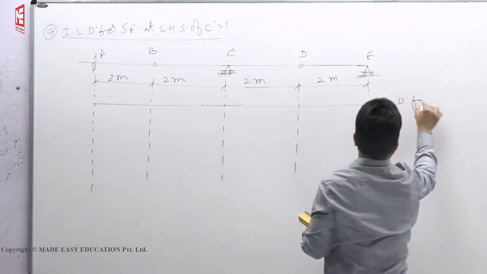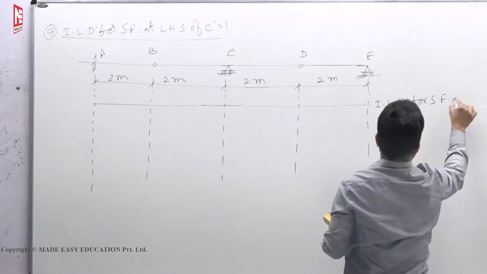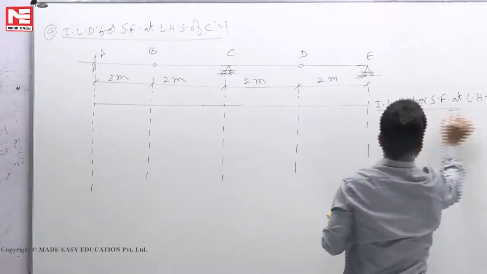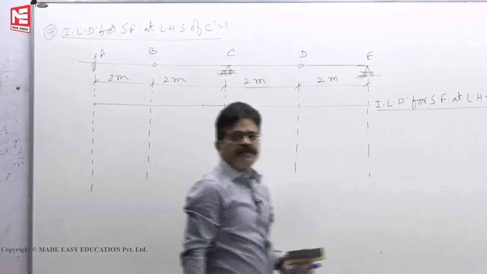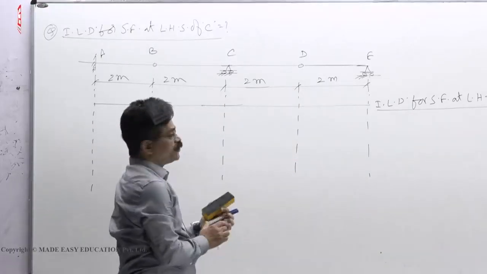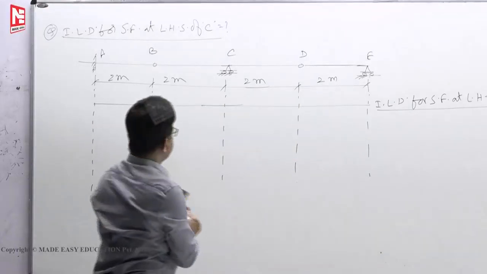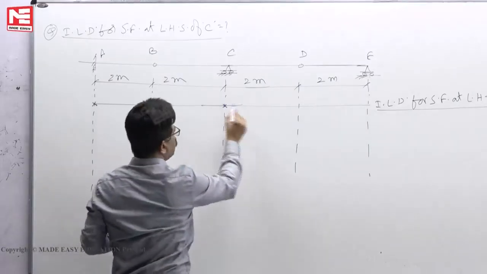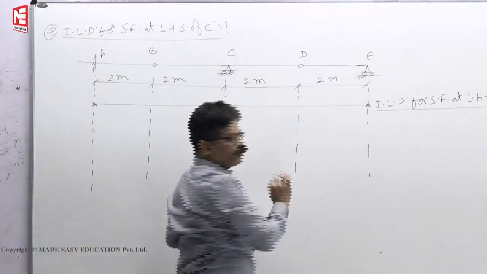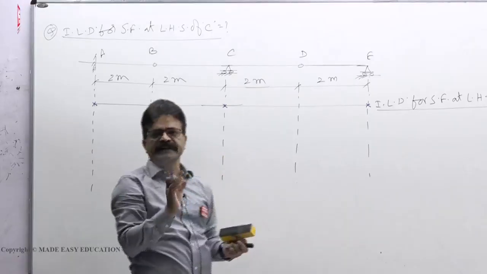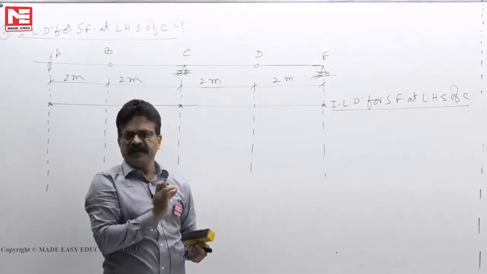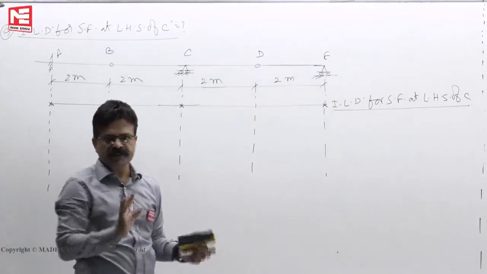This is ILD for shear force at LHS of C. Now, if you want to draw ILD for shear force at LHS of C, what is the process? Without removing the supports at A, C, E. Don't remove the supports. Only when you are finding the reaction, you have to remove the reaction and lift the support by 1. Other cases, no question of lifting the supports.